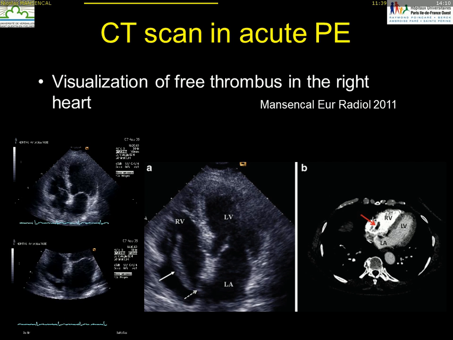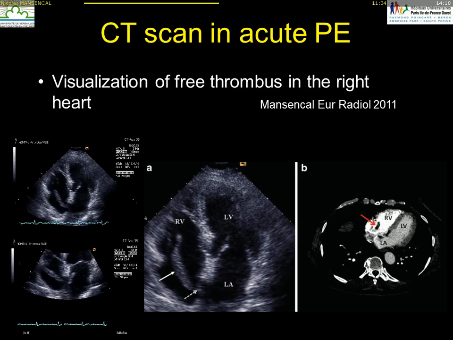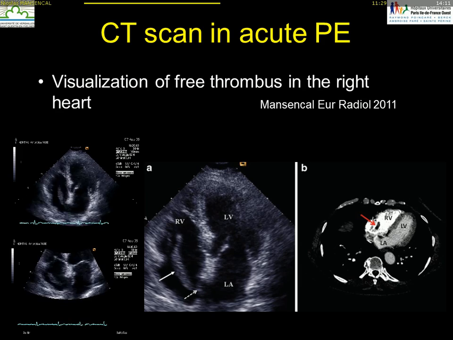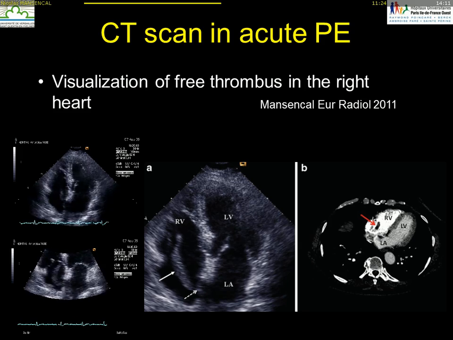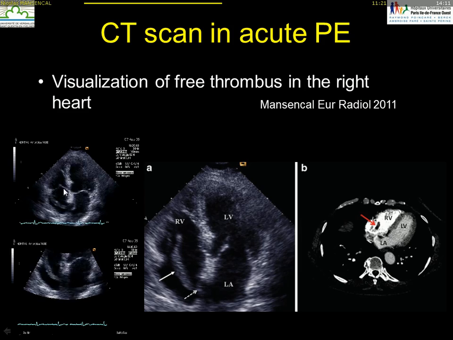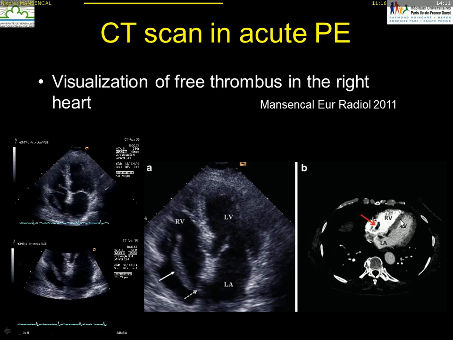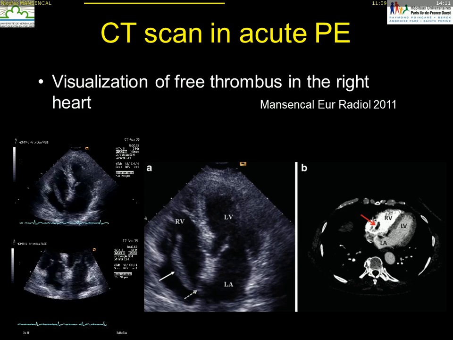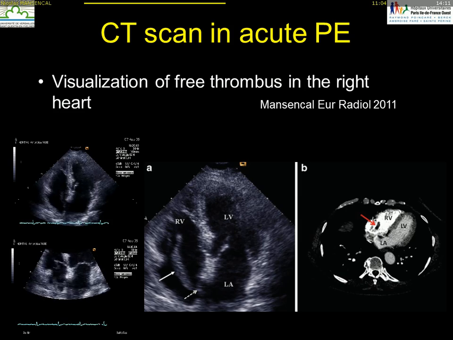It is very important, of course, to look at the pulmonary arteries when you perform a CT scan. However, don't forget the right heart. Why? Because you can visualize a free thrombus in the right heart. As you can see here, the thrombus says hello. And with the CT scan, we have the thrombus just here. If you find a thrombus in the CT scan, perform immediately an echocardiography to confirm this diagnosis of thrombus.